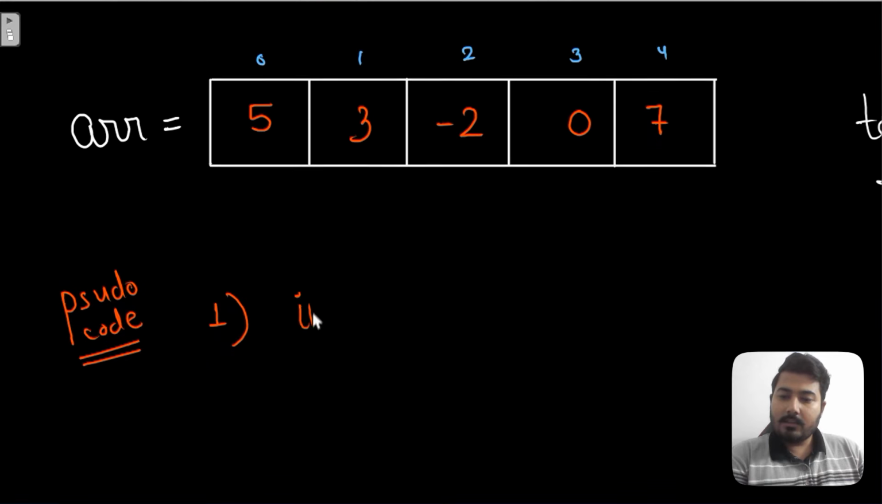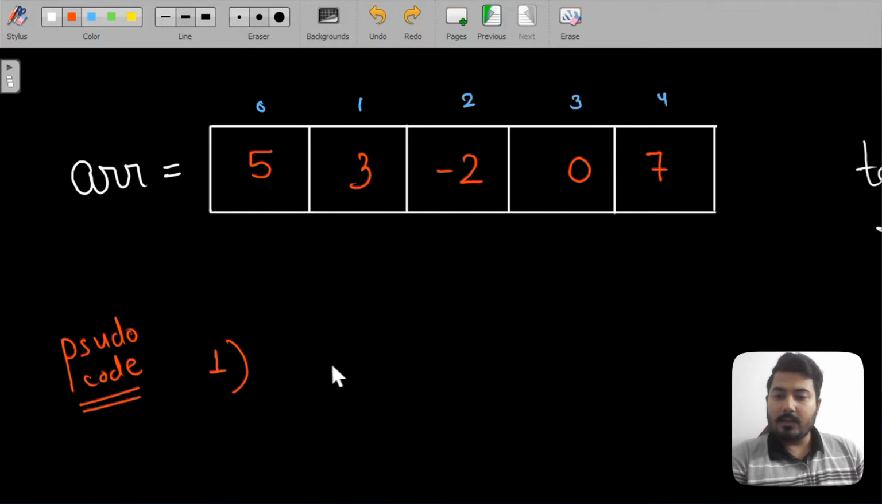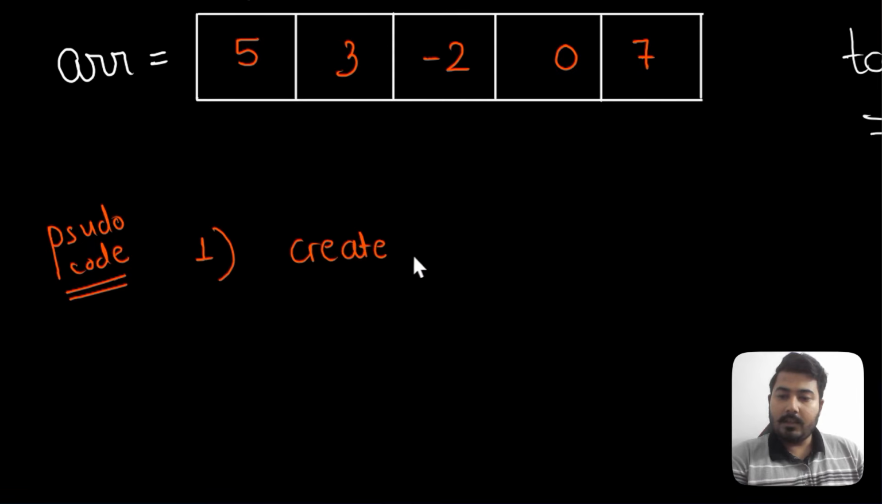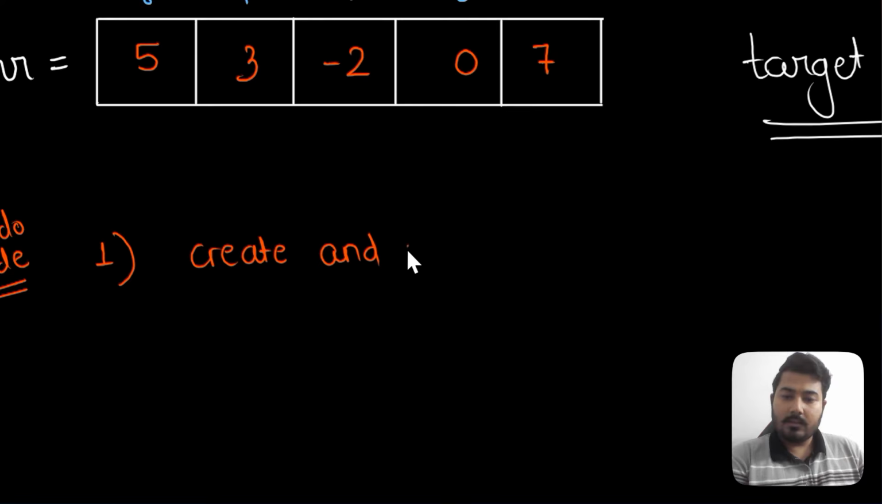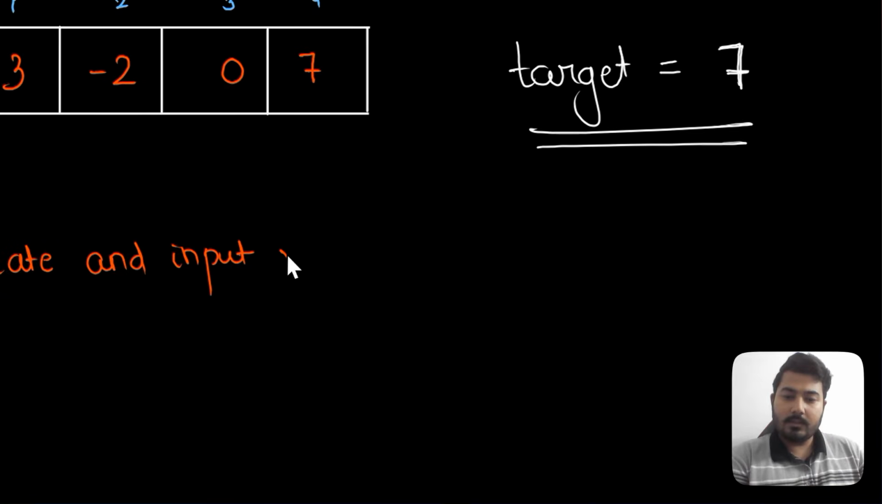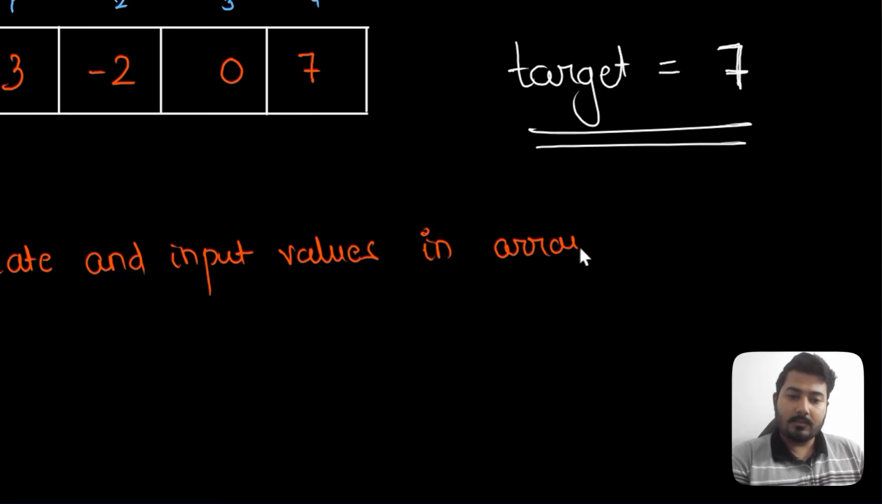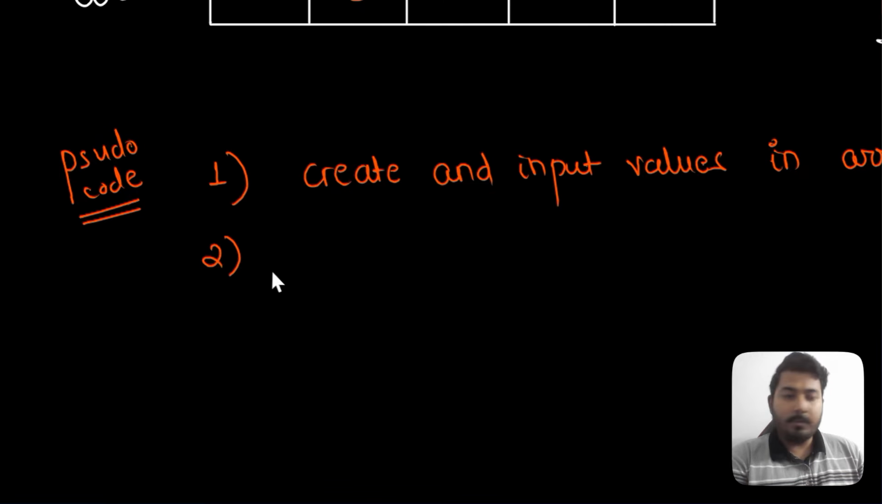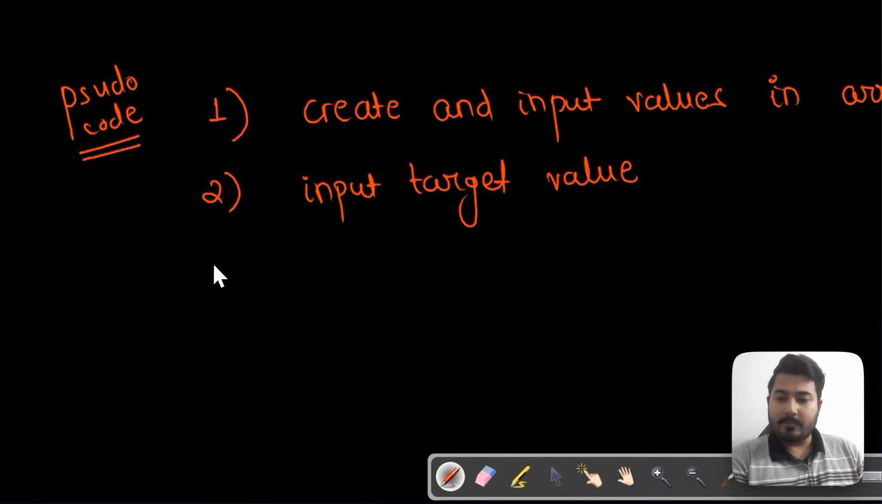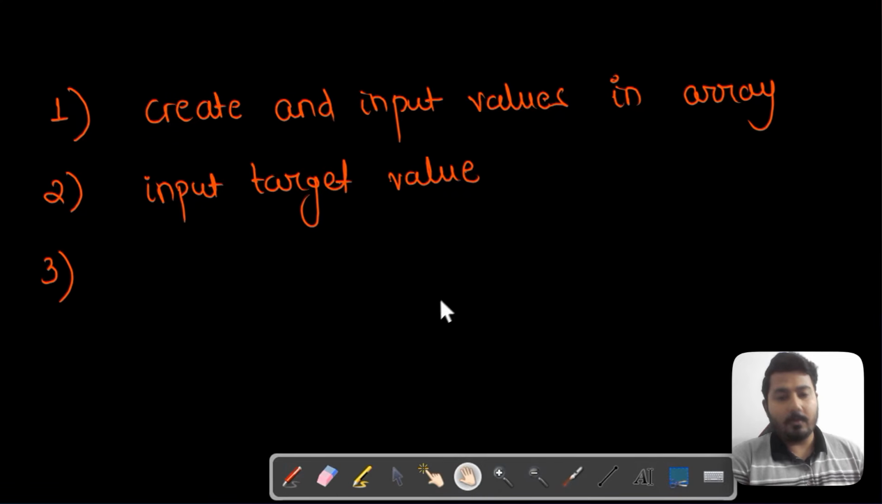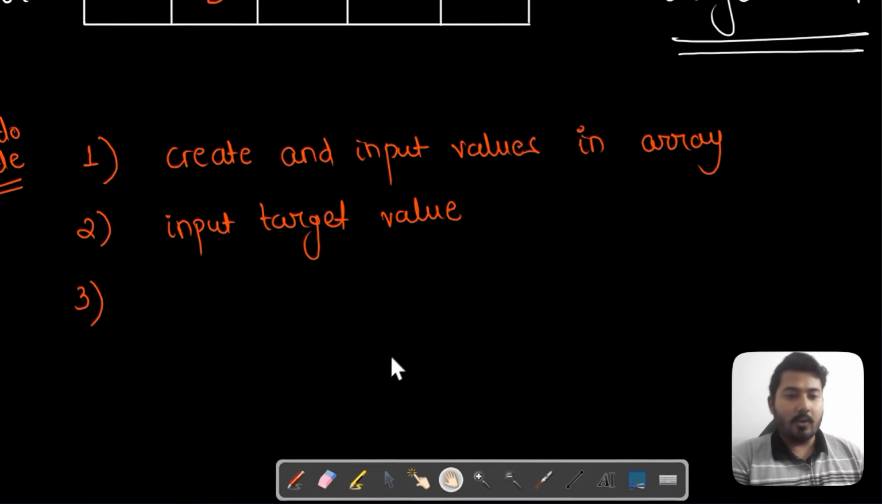Obviously, let's just write down: create and input values in array. Then the next step would be to input your target value. That also is included within the pseudocode itself. Then what? From right here, it will start your logic.